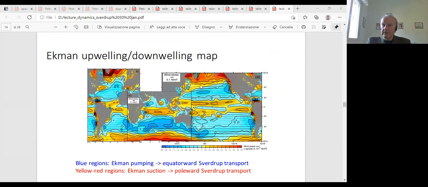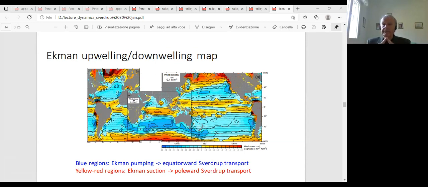And so the Ekman pumping, for example, bluish areas are the downwelling areas where the Ekman pumping is from the surface to the deeper layers, and then you have the yellowish red area, which is the Ekman suction, that means the water going upward. And then as a function of that, you have the equatorward or poleward Sverdrup transport.